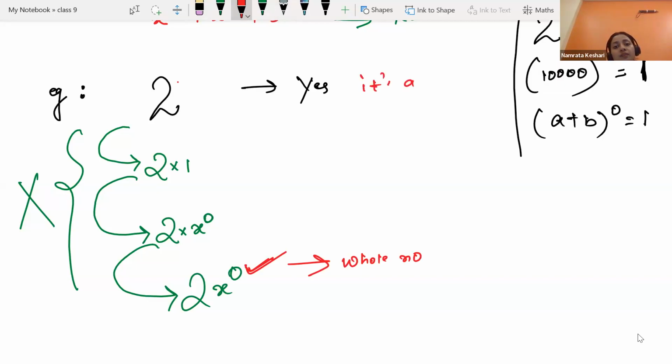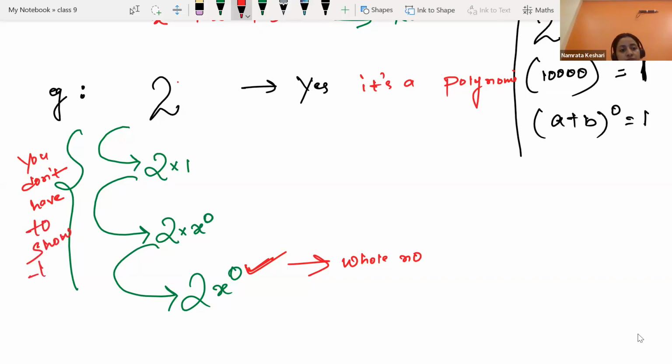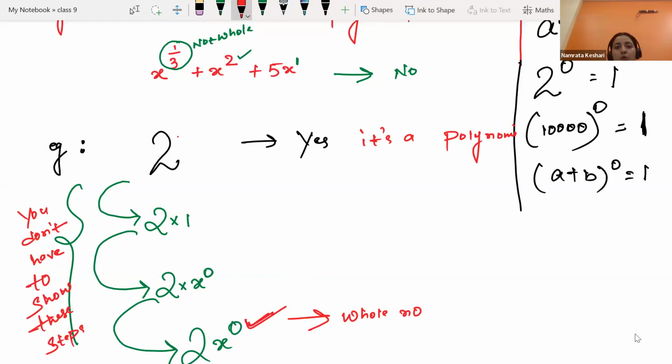Getting it? Yes, ma'am. You don't have to show these steps to anyone. Anywhere in your book, you will not find these steps. Directly 2 will be there, and the answer will be there: yes, it's a polynomial. And we will be talking about the degree of the polynomial, then again I will come to this portion. So this is how we are saying that yes, it's a polynomial.